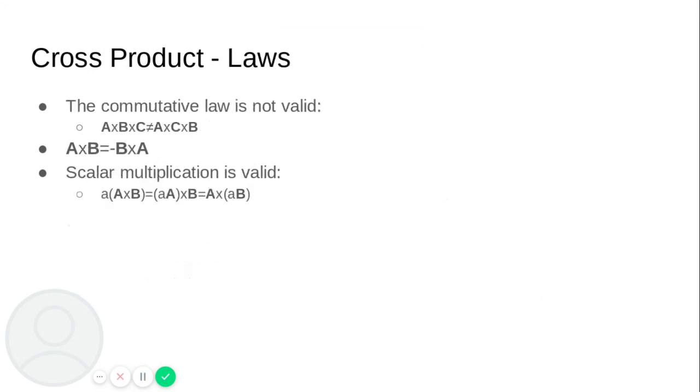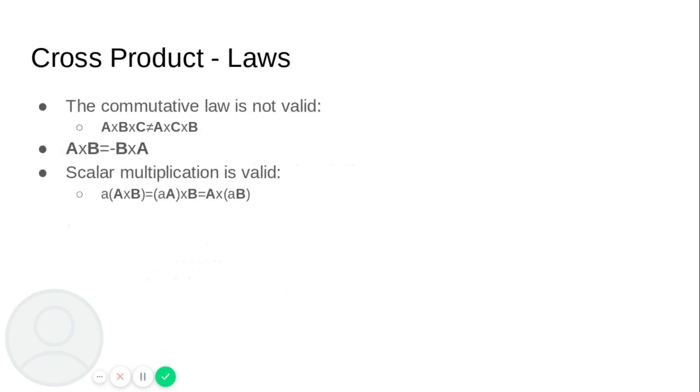Just some laws for the cross product. So the commutative law is not valid. So this means that A cross B is not the same as B cross A, or any other combinations. As well, this kind of goes along with it: A cross B is not equal to B cross A. It's actually equal to negative B cross A.